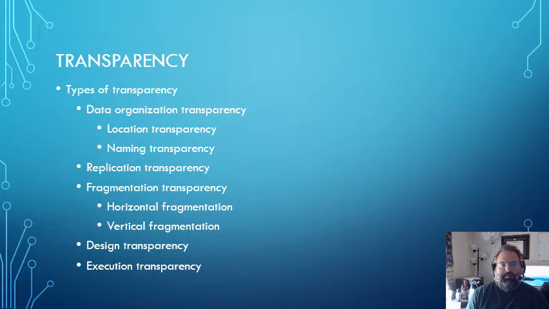There are various types of transparency. They include things like data organization, so the location transparency and naming transparency. Basically, this means that you don't necessarily need to know where something is stored in order to use it. Replication transparency is you don't really care how things are kept in sync and how data gets from one place to another. Fragmentation being that data may be split or sharded in various ways, and you don't particularly care if it's vertical or horizontal as long as the queries that you submit return with appropriate values.